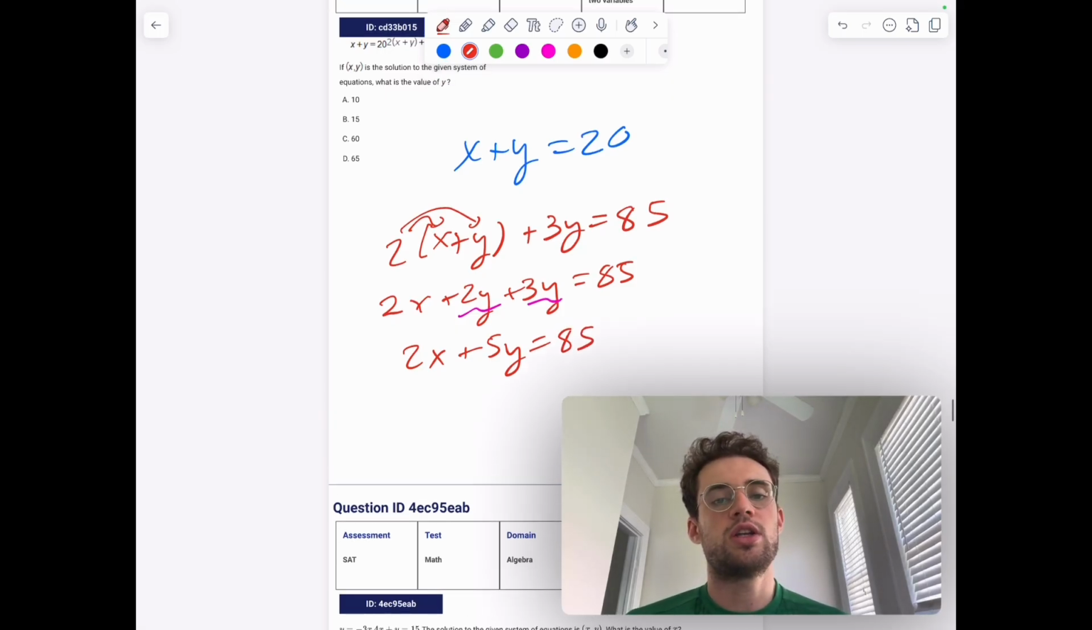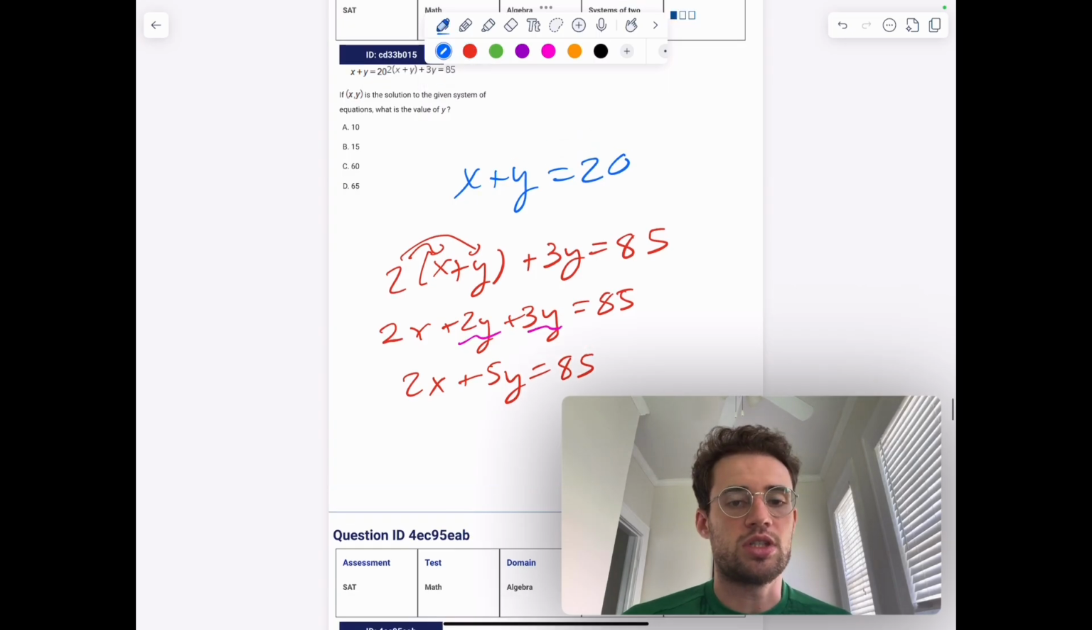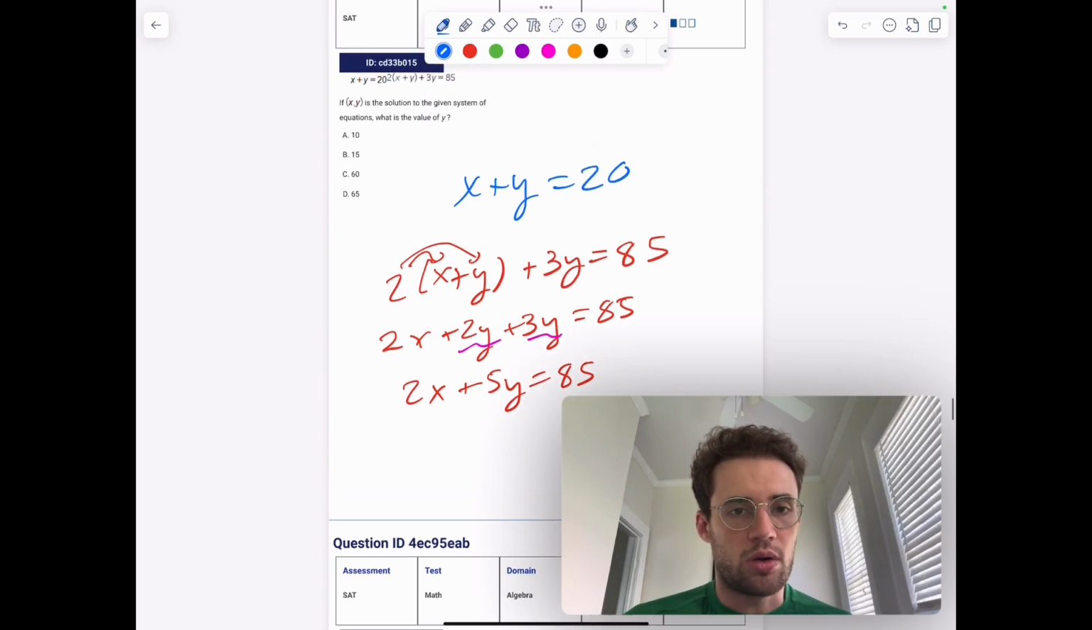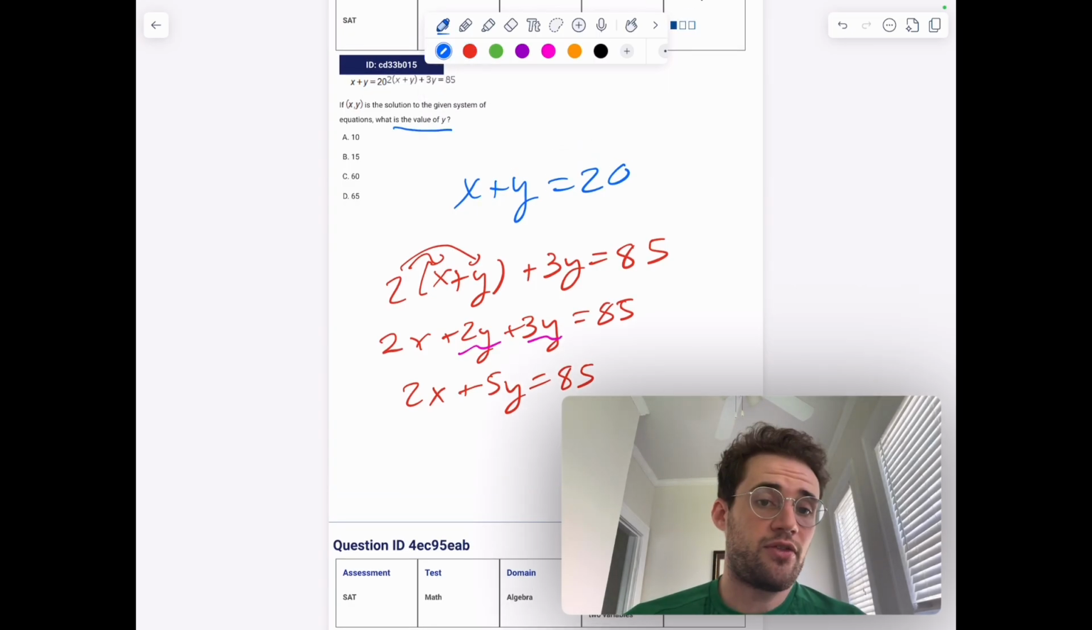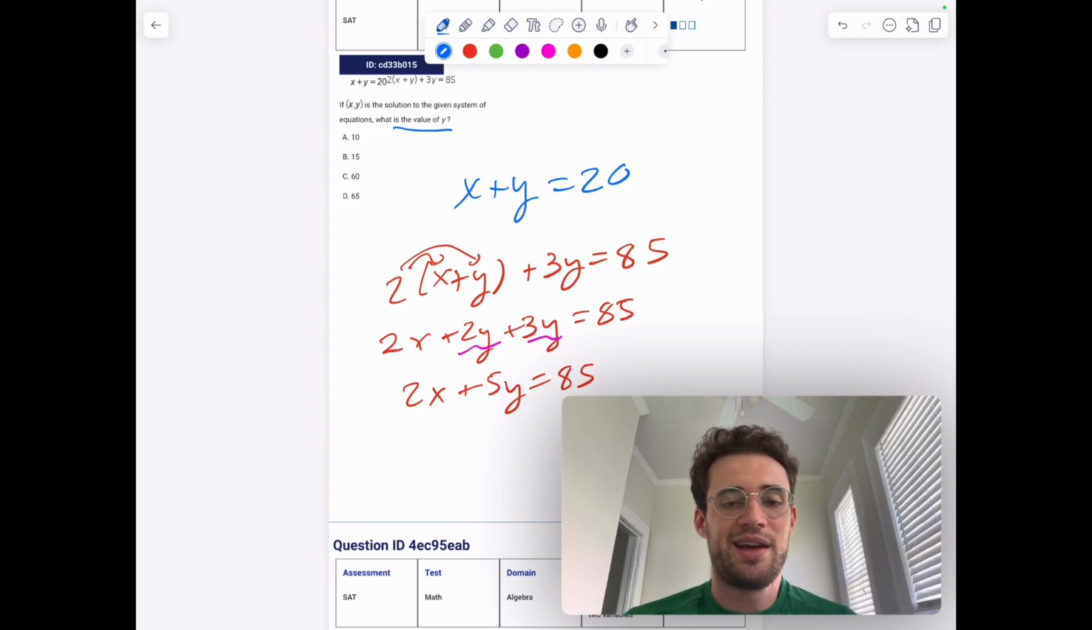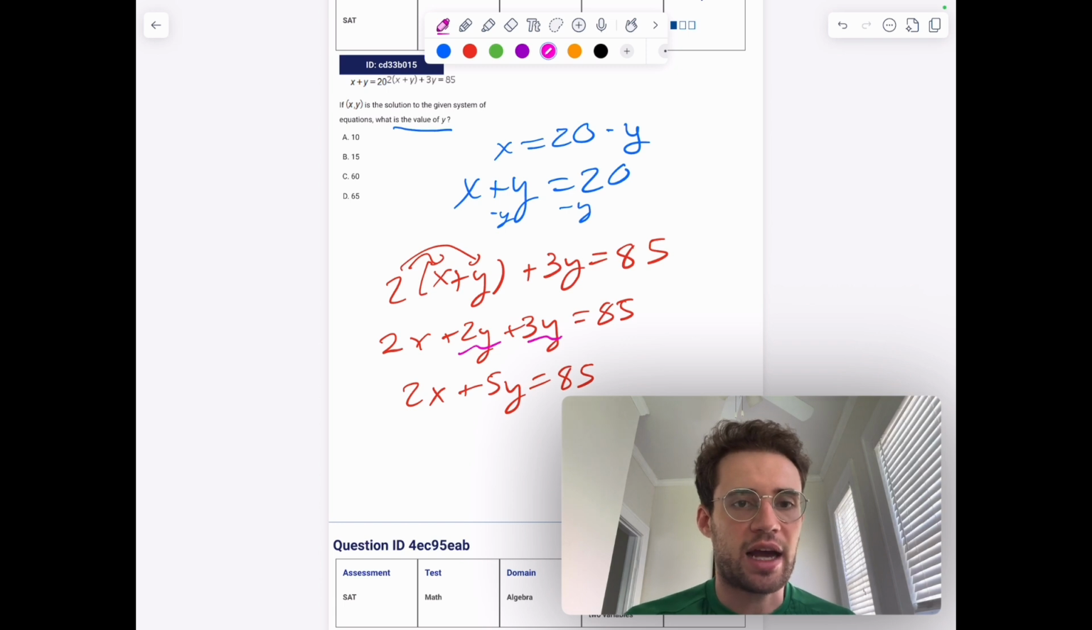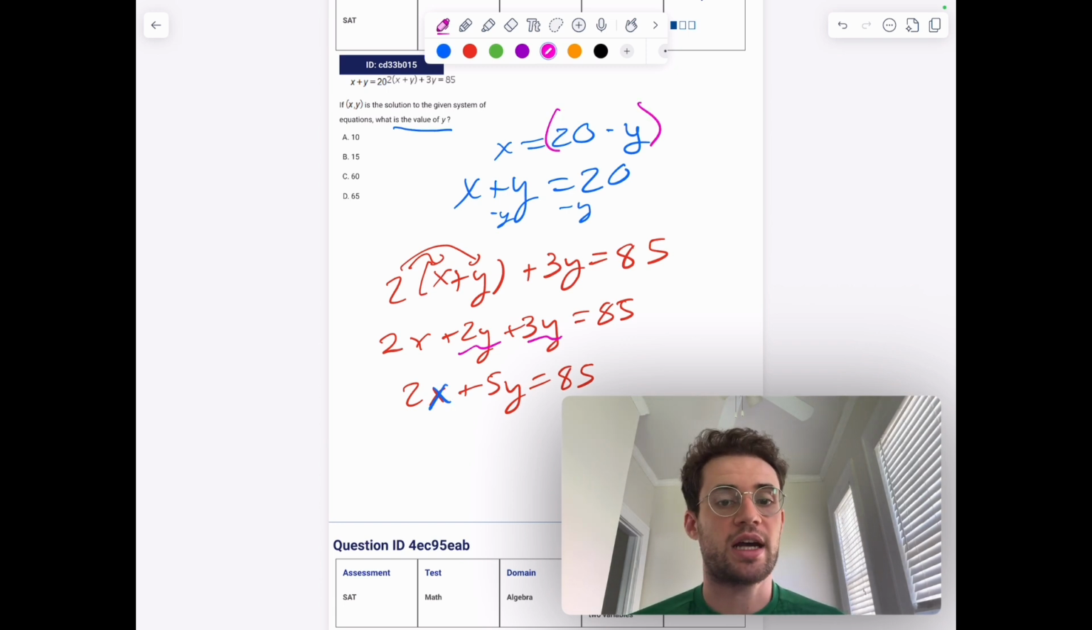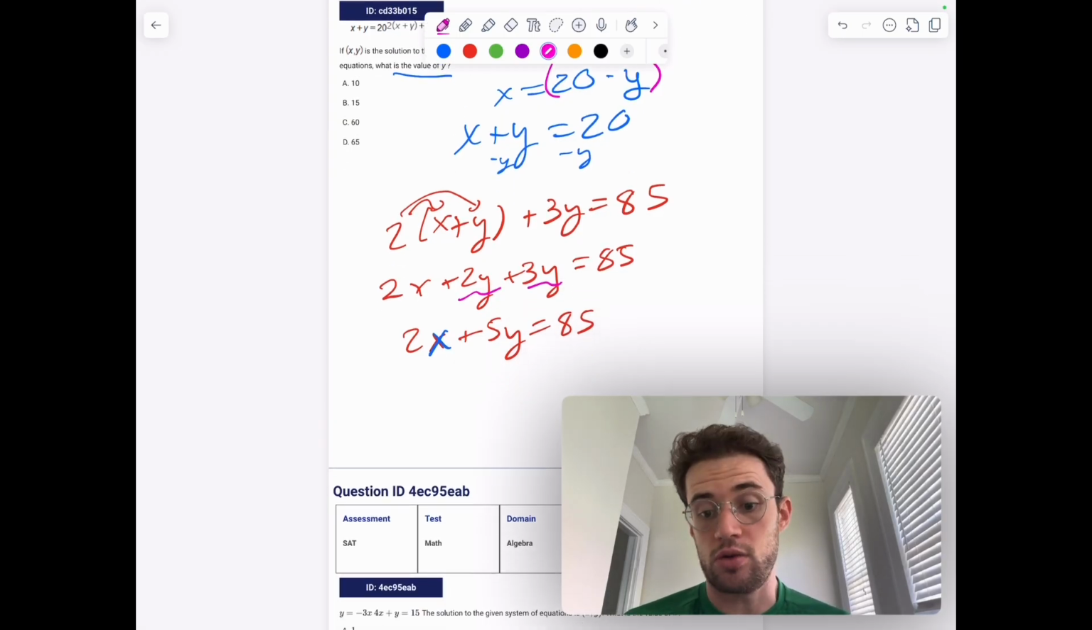Now, if you want to do substitution, you would just get one of these variables alone. So we're trying to find the value of y. If all you care about is finding the value of y, you could solve for x in this first equation by getting the x alone. Basically, we subtract y from both sides, and we get x is equal to 20 minus y. And then in place of the x in this second equation, we're going to substitute something equivalent to x, which is this 20 minus y. I'm putting it in parentheses, so the whole thing is being multiplied by 2, because the entire x is being multiplied by 2, not just the beginning of it.